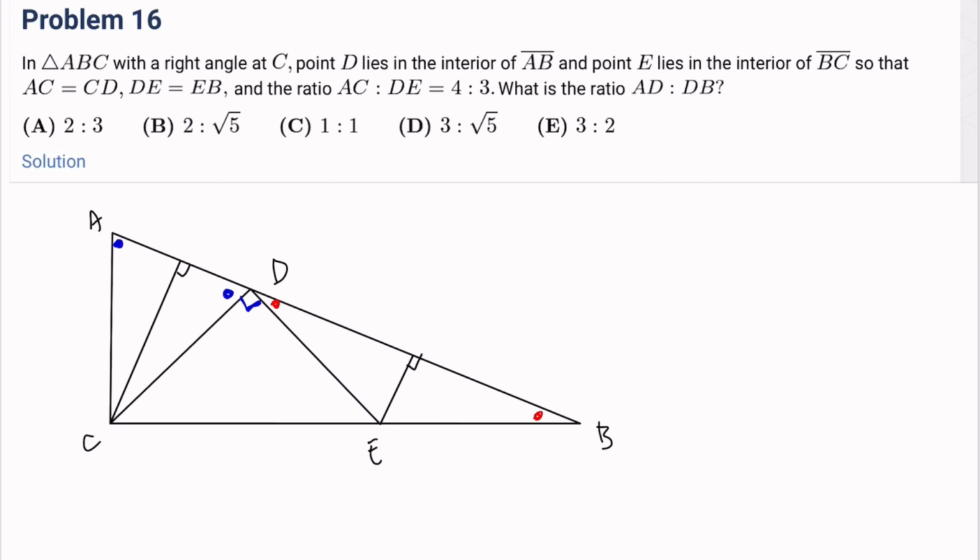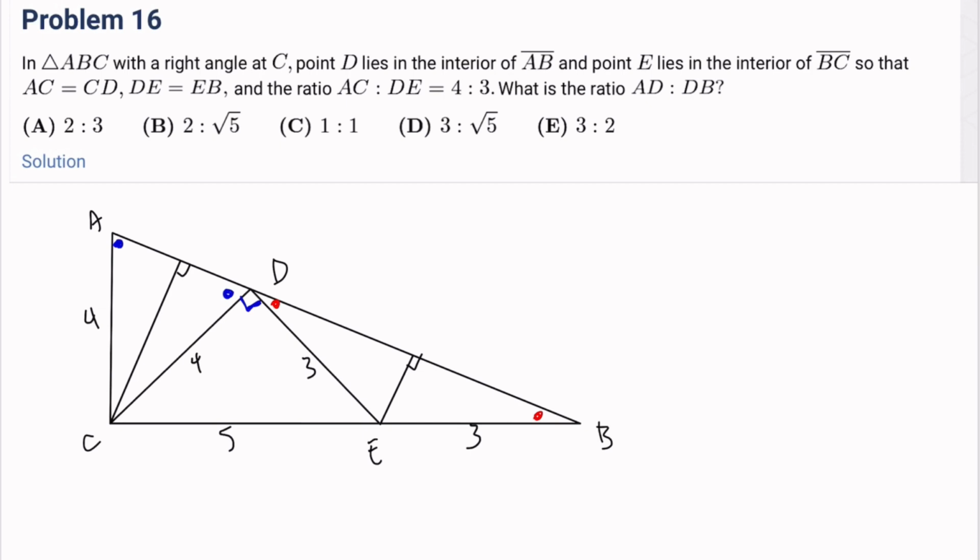Next is that AC to DE equals 4 to 3. So AC to DE is 4 to 3, and so if this is 4, this is 3. If this is 4, then this is also 4, and EB is also 3, right? And since this is 4 to 3 with a right triangle, that means this much is 5, right? So that's 5.